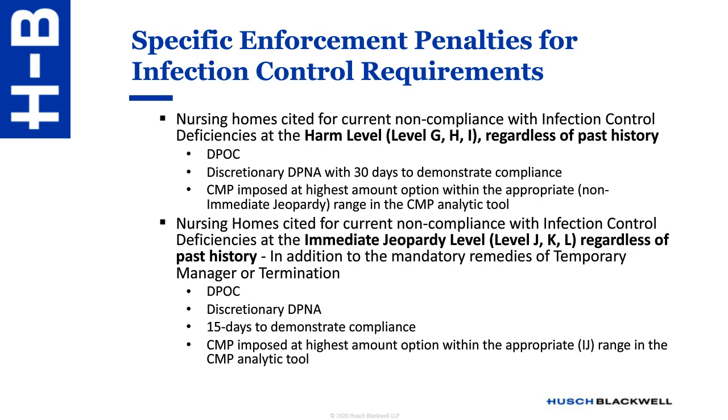they're going to do a directed plan of correction, the discretionary denial of payment for new admissions, and CMS can then look at imposing whatever is in its arsenal of enforcement tools in the CMP range for that at the level of non-immediate jeopardy. And finally, immediate jeopardy, you can expect all the above, and on top of that, whatever CMS can usually impose at the IJ level.